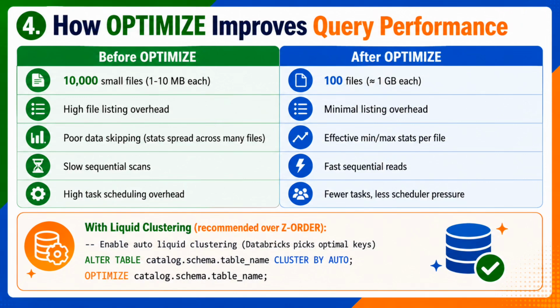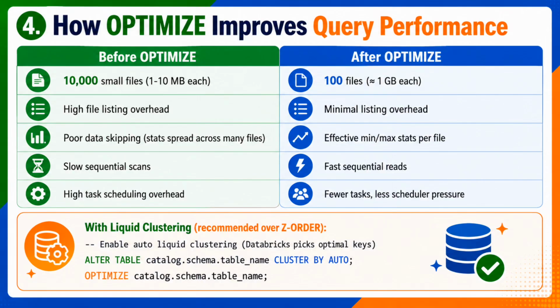Now, after running Optimize, those thousands of small files can be compacted into roughly 100 larger files, with each file around 1 gigabyte. This provides minimal file listing overhead, more effective min and max statistics per file, and therefore better data skipping. The result is faster sequential reads, along with fewer tasks and less pressure on the scheduler.